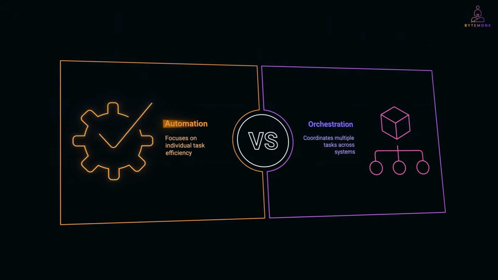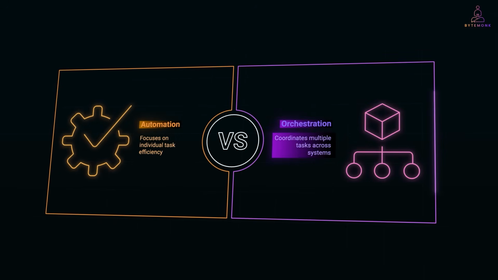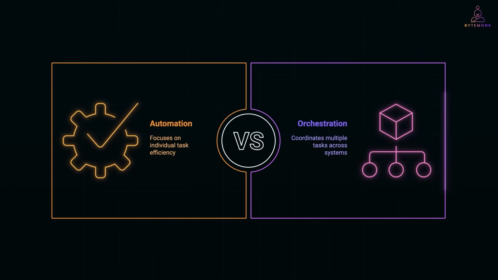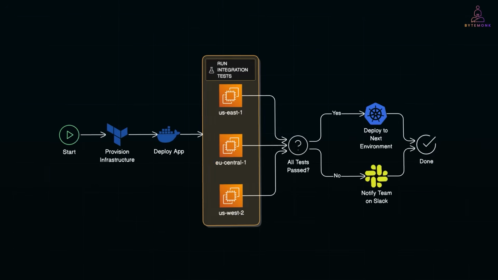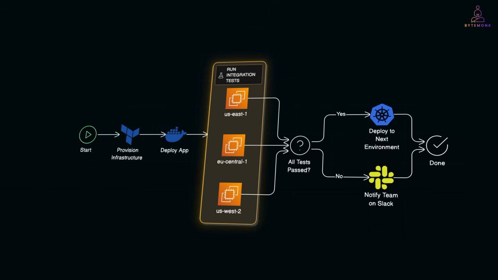So, while automation handles individual tasks, orchestration coordinates multiple automated tasks across systems in the right order with the right conditions, and handles things like dependencies, retries, branching, and monitoring. Let's say you need to provision cloud infrastructure using Terraform or Ansible, deploy the latest application version via Docker or Kubernetes, run integration tests in multiple AWS regions, notify the team in Slack if it fails, or move to the next environment if it passes.